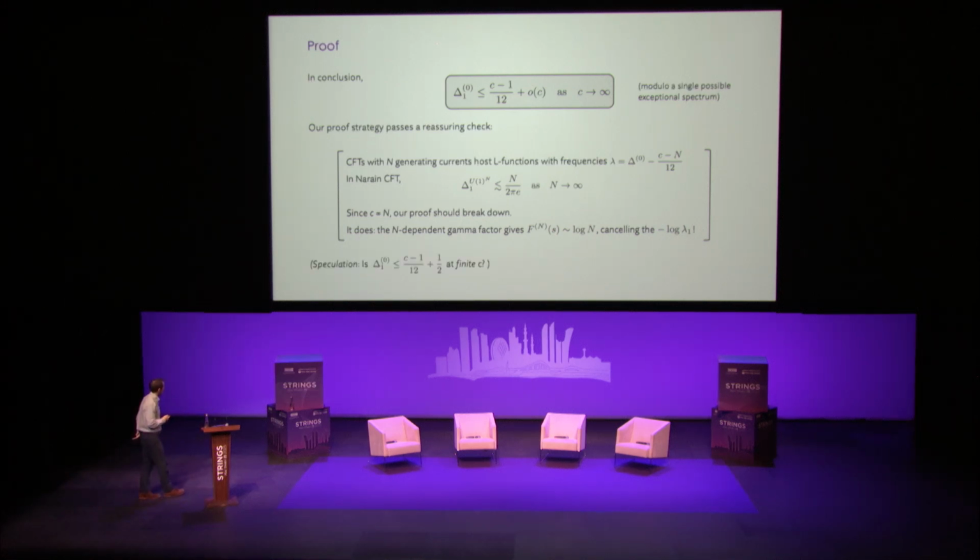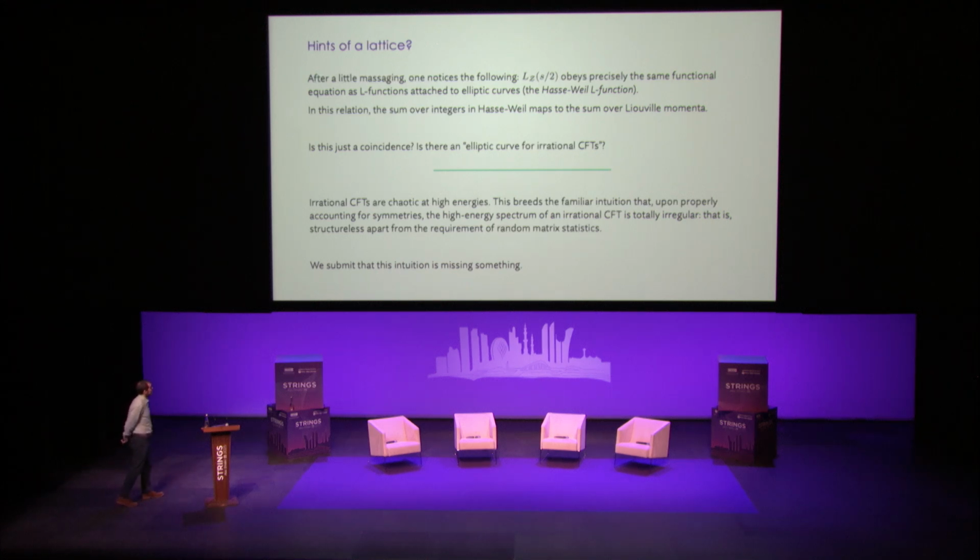There's a speculation here. We ought not to spend our last minute talking about that. So hints of a lattice, well, possibly general irrational CFTs have some lattice structure hiding in their high-energy chaotic spectra. This would have been a cryptic comment in any case, but due to time, it will become even more so, because I'm just going to say simply that whereas we expect that the high-energy spectrum should be extremely structureless beyond the constraints required by exhibiting random matrix statistics, I think that is missing something for reasons I will not explain.